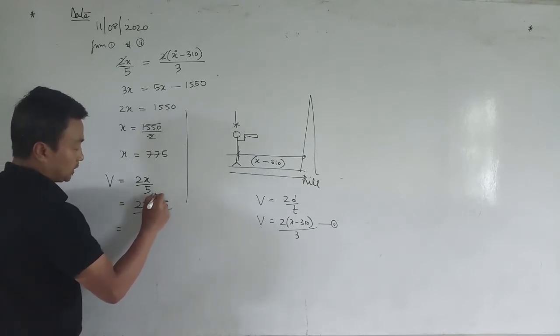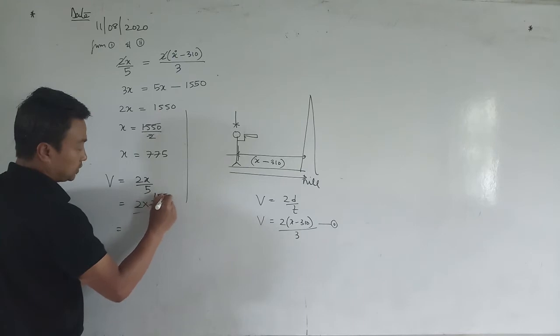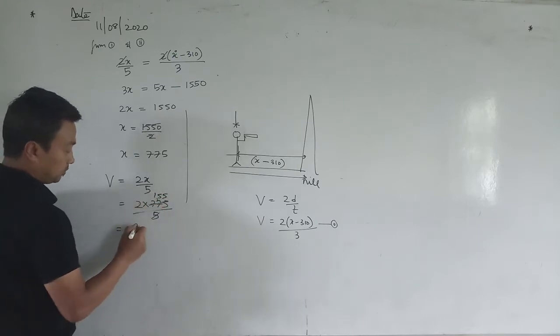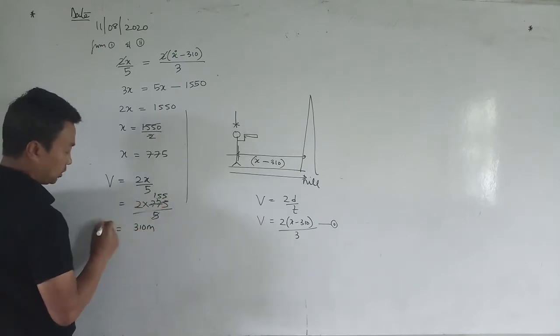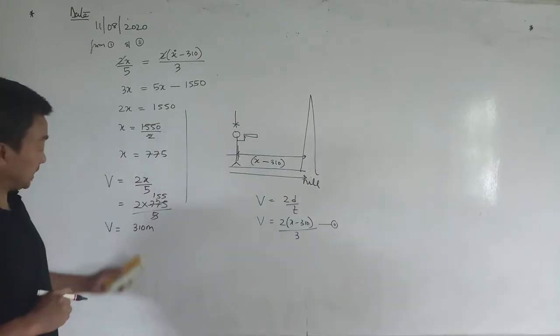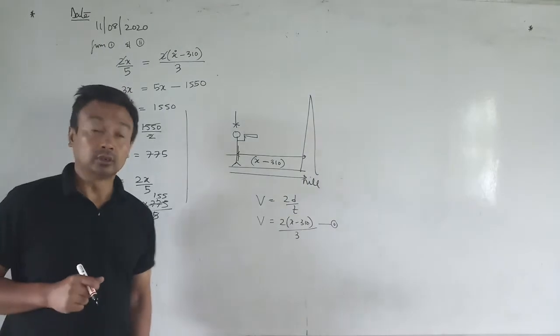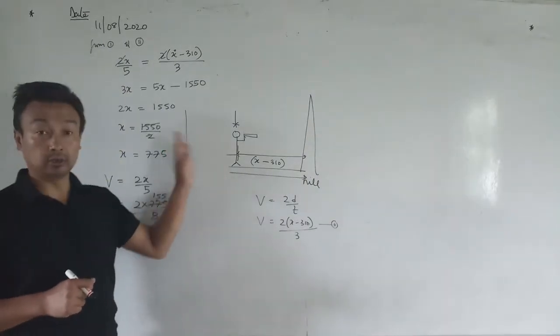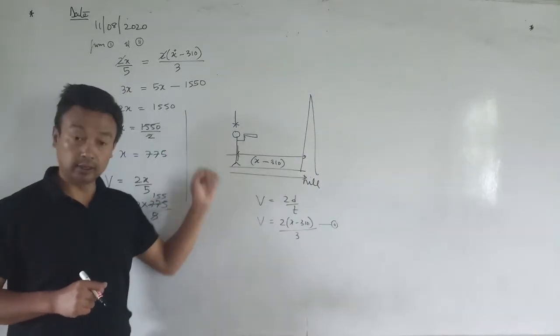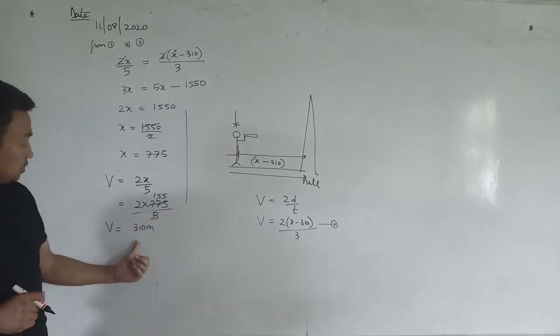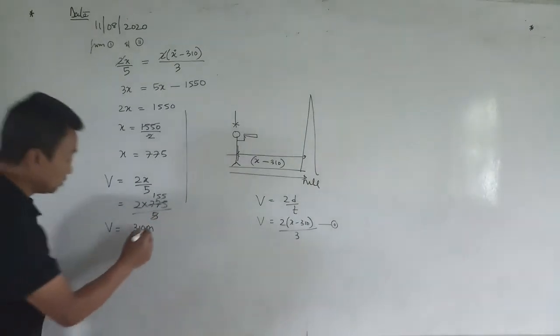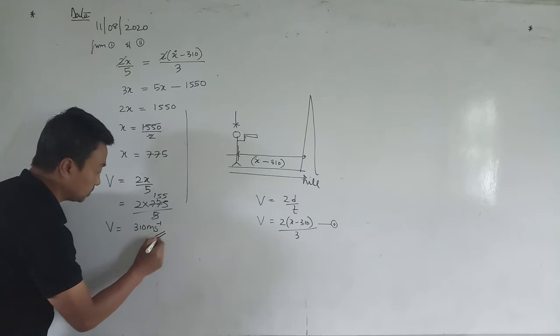5 1s are 5, carry over 2, 5 5s are 25, 5 5s are 25. So you will get again, it is somewhat looking like the same speed as the distance. Okay? Now, how much the man has moved? The man has also moved 310 toward the hill. And what is the speed of the sound we got? 310 meter per second. So this is the unit.